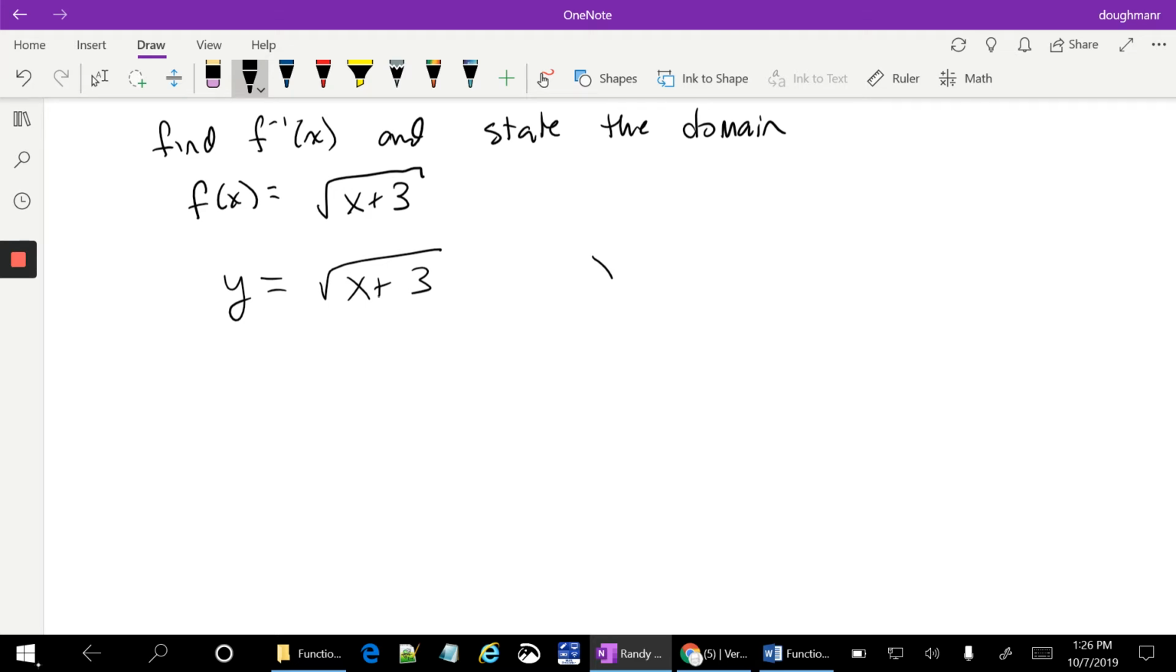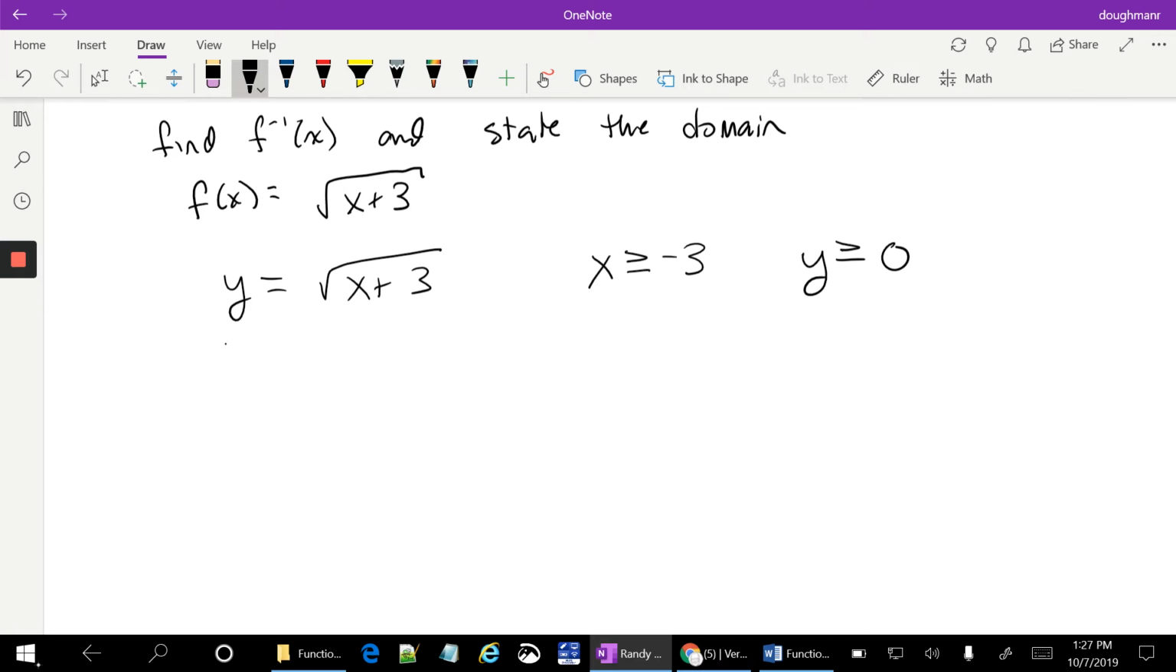So hopefully you know that x here has got to be greater than or equal to negative 3. And then if I were to graph that, or you just realize, hopefully you can graph it, or you can figure this out, the y then has got to be greater than or equal to 0. We've got to state both the domain and the range.